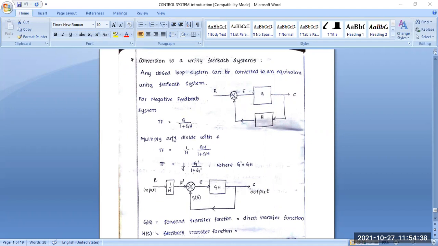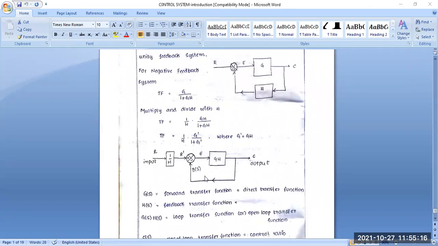Next, multiply and divide by H, that means the feedback. So the transfer function becomes TF equal to 1 by H dot GH by 1 plus GH. Clear? Where H is the feedback and G is the controller part. Again we rewrite the transfer function as 1 by H dot G dash by 1 plus G dash, where G dash is equal to GH. What is GH? Here you can see this diagram also.